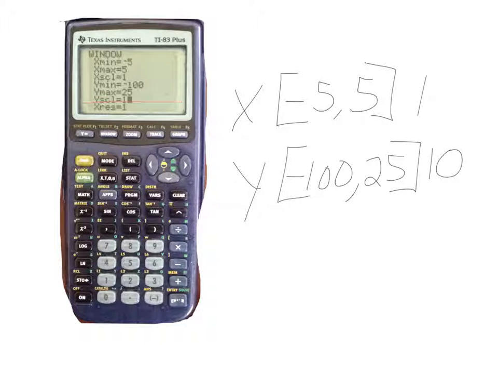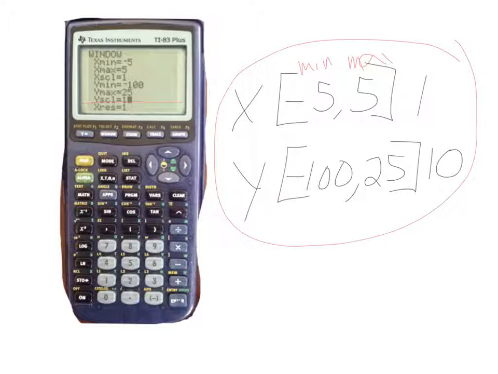To save room, usually in instructions when I give you a window, I'll write it in interval notation. So this would mean that the x minimum is -5, the x maximum is 5, the x scale is 1, y minimum, y maximum, and scale. So if I give you a window in this form, I think you can see how you can transfer it into your calculator screen.